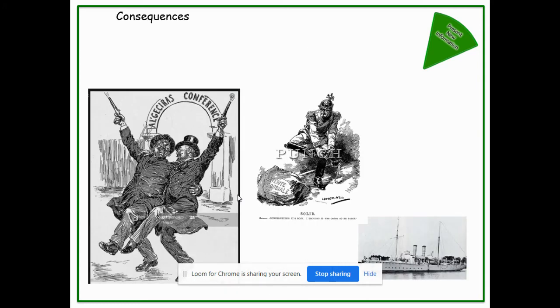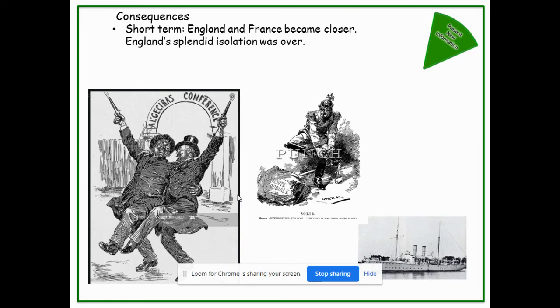So the consequences of the Moroccan crisis. In the short term, England and France became closer. England had come out of splendid isolation. It had started working with other countries in Europe, and that had been quite successful. That's something that was going to keep happening after 1905.